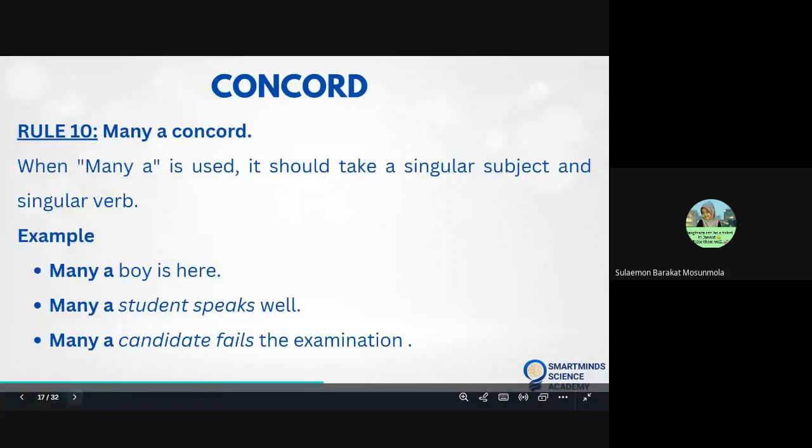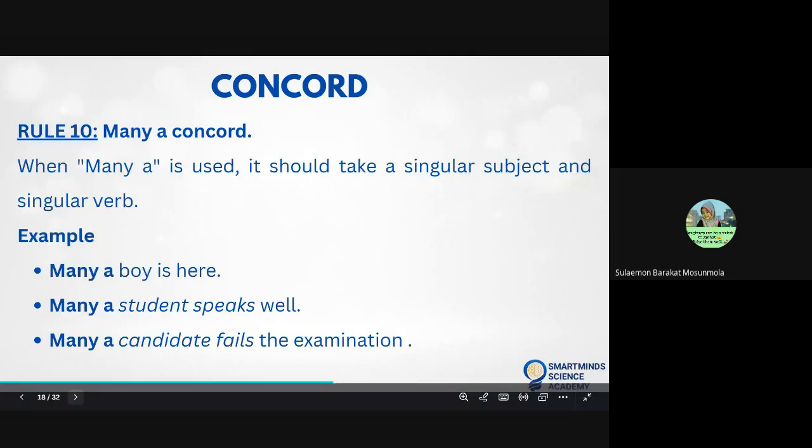Okay, the next rule is about "many a". When we use "many a" to precede a subject, it is going to take a singular subject and a singular verb. Many a boy is here. Many a student speaks well. Many a candidate fails the examination.